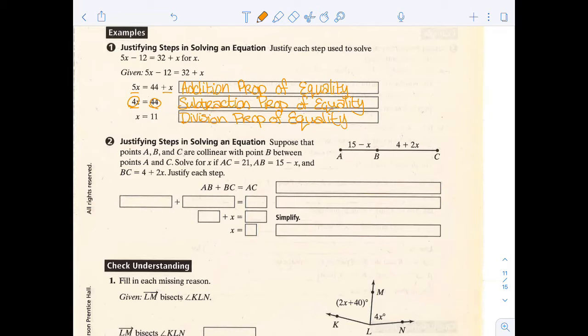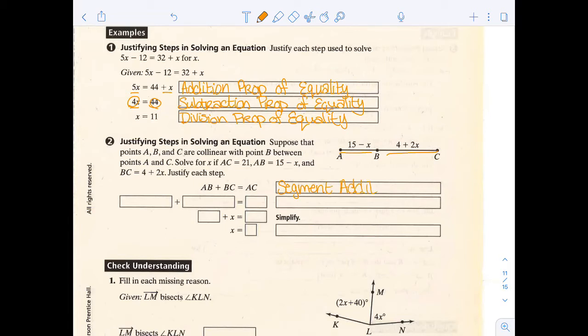Okay, number 2 says justifying steps in solving equations. Suppose that points A, B, and C are collinear, so they put them all on the same line, with point B between points A and C. Solve for x if we know the whole line is 21, AB is 15 minus x, and BC is 4 plus 2x. Justify each step. So we know that AB plus BC equals the whole line, AC. We learned that in chapter 1. It's the segment addition postulate.